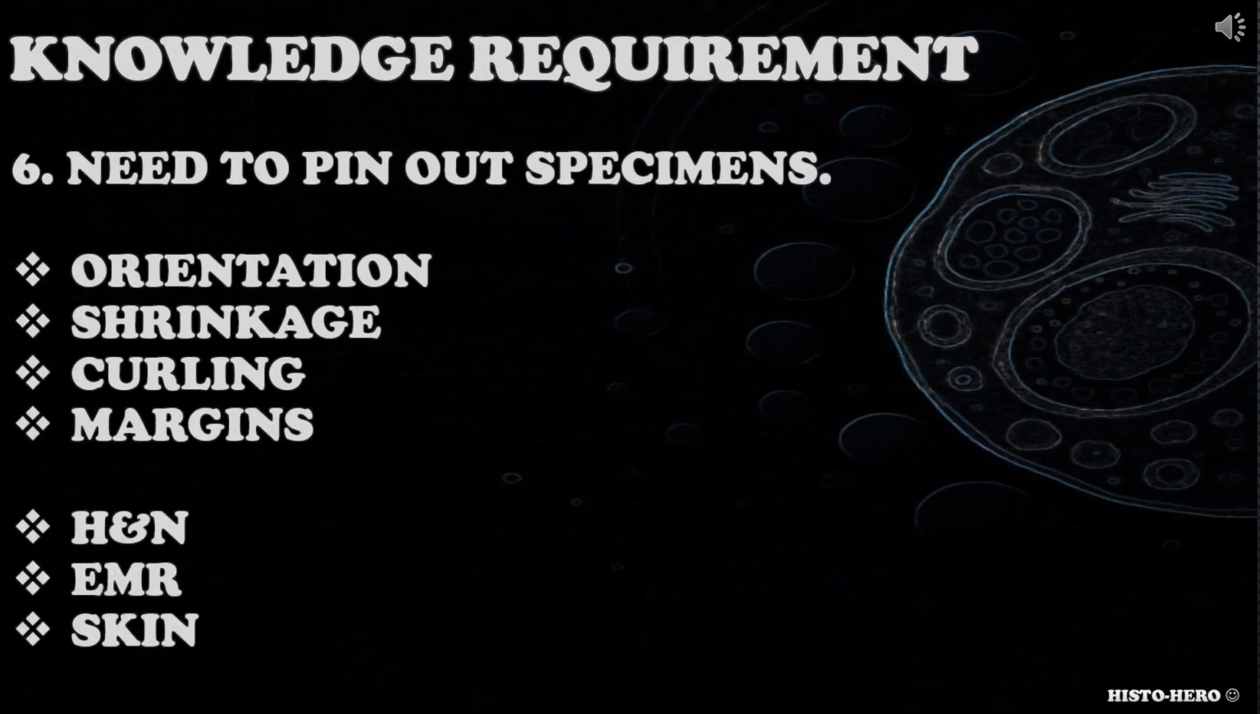The sixth knowledge requirement is need to pin out specimens. Candidates should know about the need for pinning out specimens. You could ask the candidate to explain why some specimens need to be pinned out, and to name types of samples that are usually pinned out. When addressing this knowledge requirement, candidates should consider anatomical orientation, shrinkage, curling, margins, head and neck resections, mucosal samples, EMR, skin excisions.